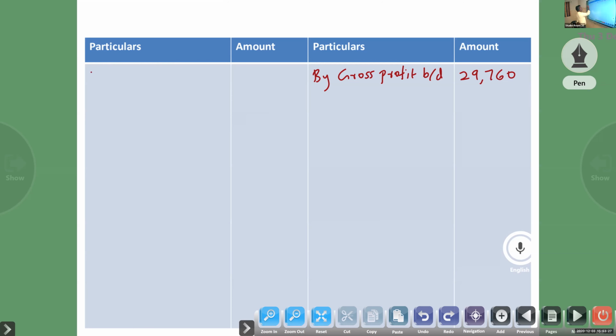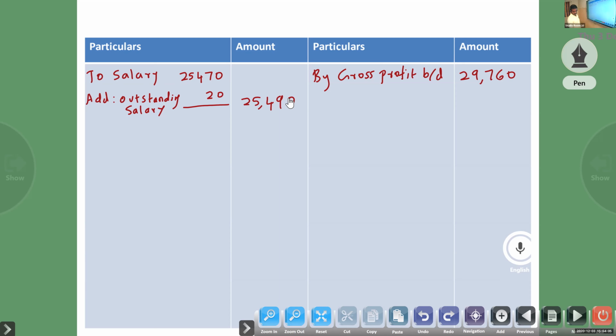So then we will write the profit and loss account. First item we know, salary. For salary, you have to look for any adjustment. Yes, outstanding salary is there. So 25,470, add outstanding salary. It is given in the adjustment, outstanding salary 20. So 25,490.